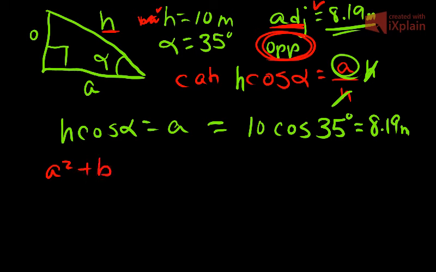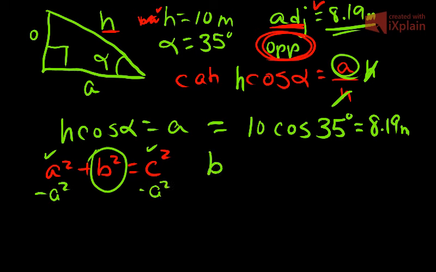A squared plus B squared equals C squared. So literally, as I said, we have the hypotenuse and we have the adjacent side. So now I'm trying to isolate B. Alright, so in order to isolate B, the first thing I have to do is subtract A squared from both sides. Alright, and when I do that, I get B squared equals C squared minus A squared.